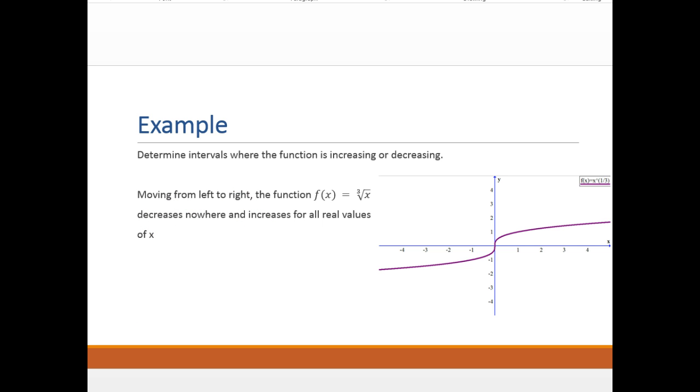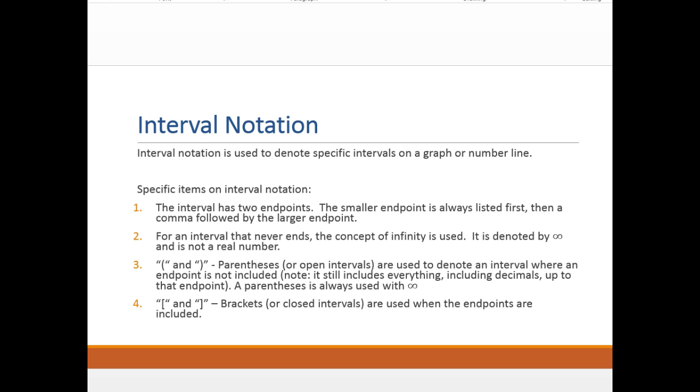Well, how do we denote these values? We usually use what's called interval notation. This denotes specific intervals on the graph or the number line. For interval notation, we need to remember certain things. The interval has two endpoints. The smaller endpoint is always listed first. That's followed by a comma. Then that's followed by the larger endpoint.